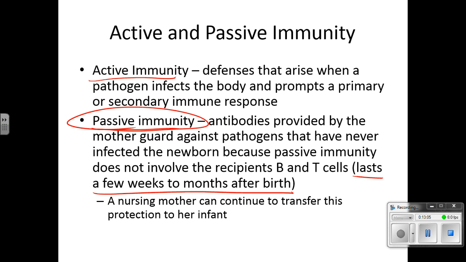So passive is something that's passed on to your babies, from the mother to the child. And that is why breastfeeding is so important, is that passive immunity is being passed through the mother's milk. And as long as she's nursing, she's continuing to transfer that protection. And that just lasts for a few weeks, a few months, and then your active immune system will take over.